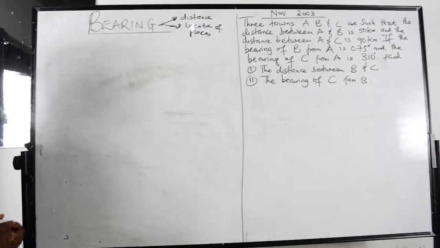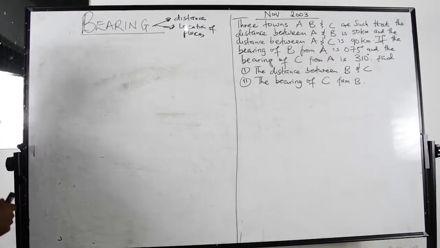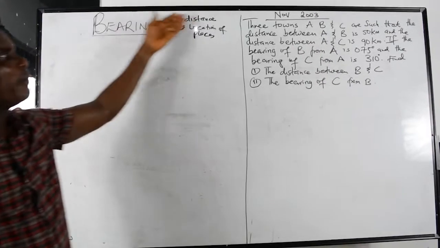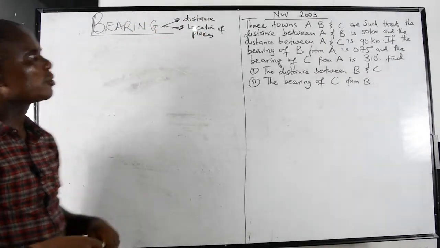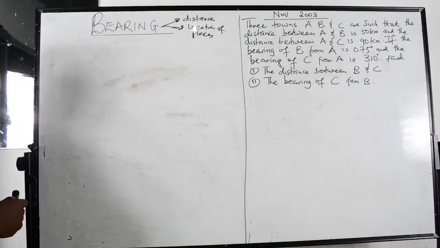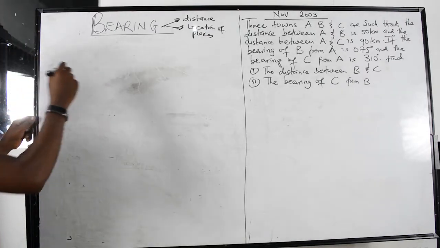Now we can use it to navigate actually. So it is the clockwise angular measurement of a place. So it's like we have measured the distance between places. We can also use bearing to locate places. Very important concept. So we look at the types of bearing.